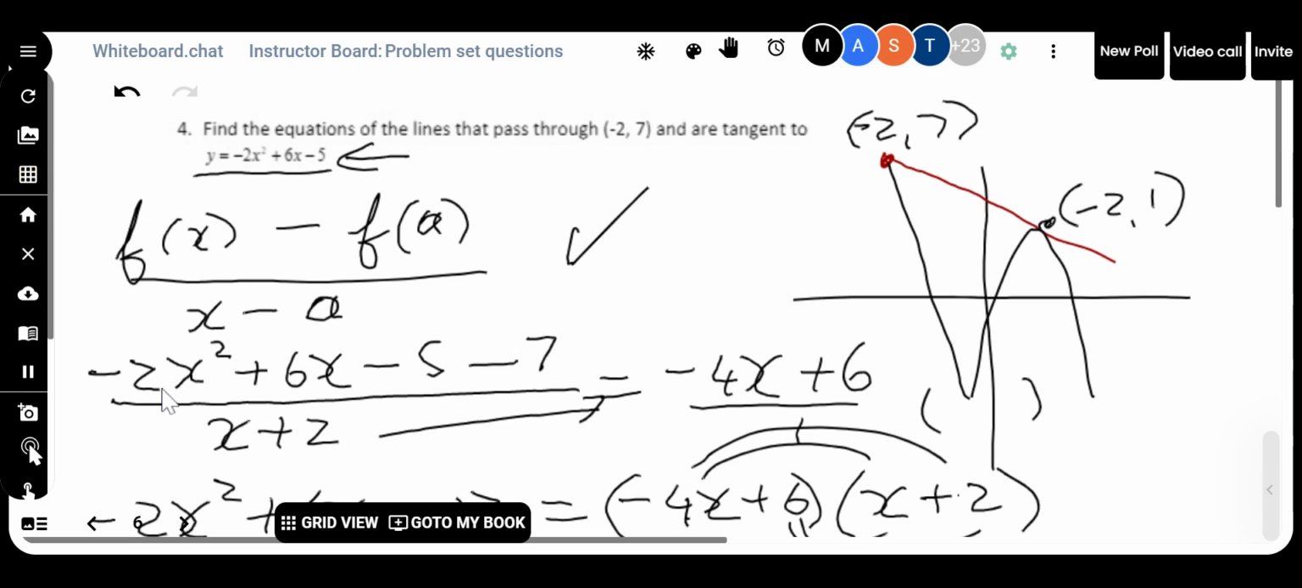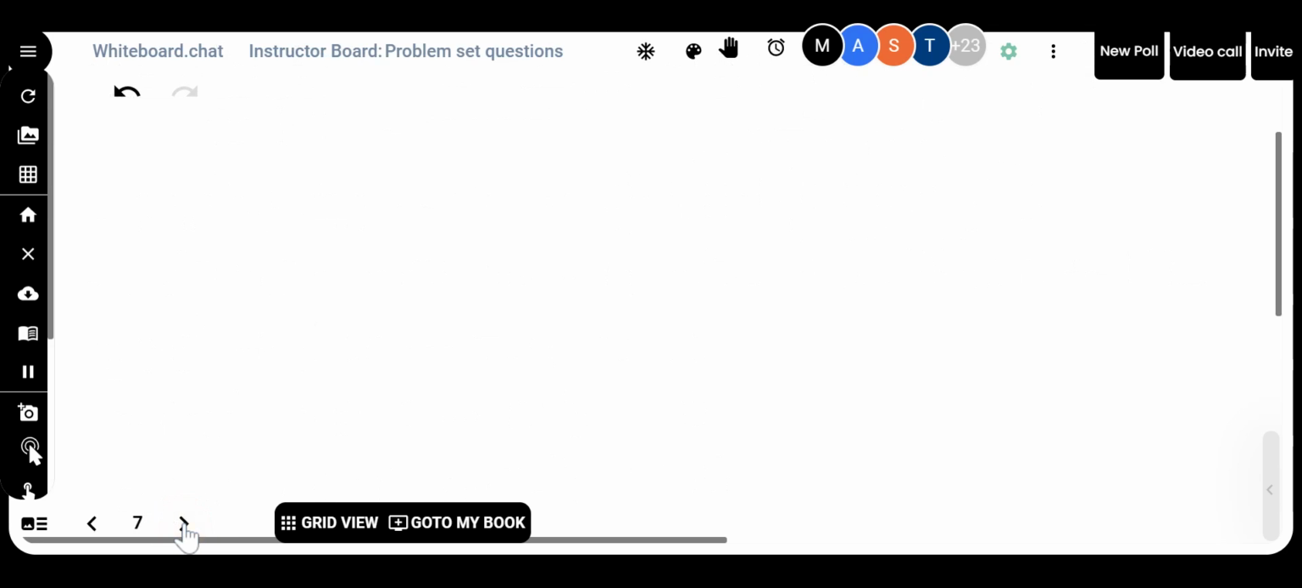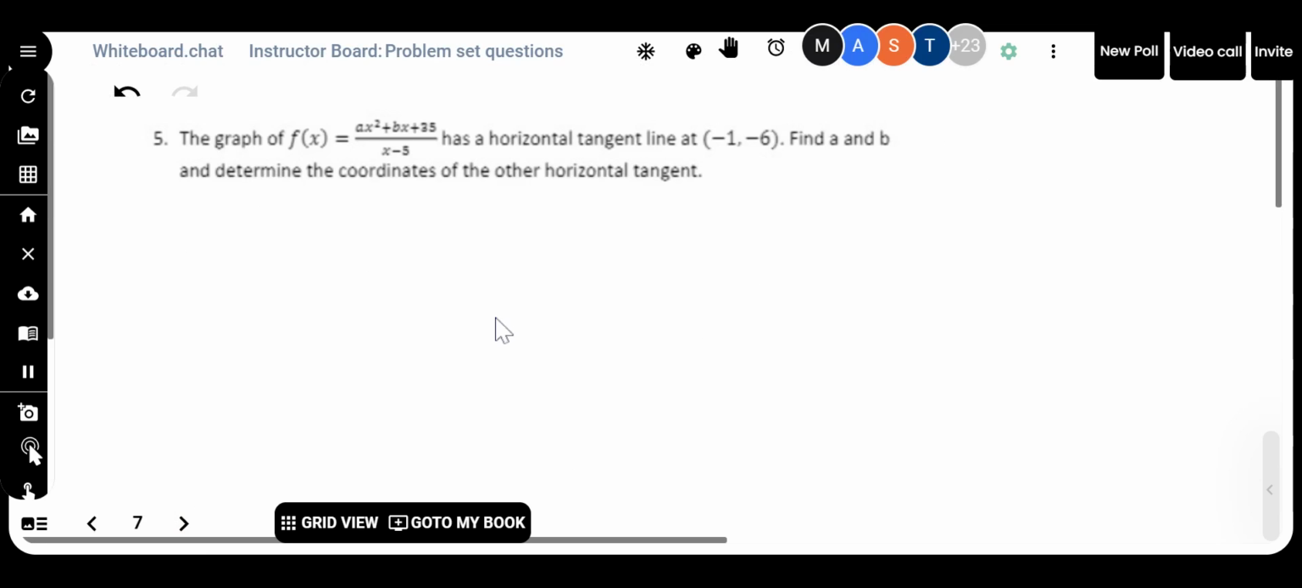So that was number 4. That was one of those questions that I thought people legitimately would need some help with. So hopefully that makes sense. Okay, let's tackle this one. This graph has a horizontal tangent at -1, -6.